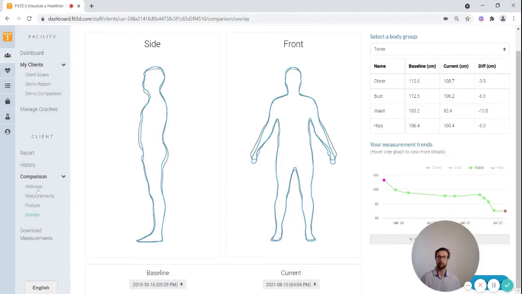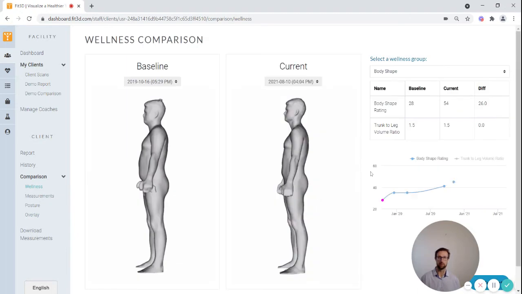The final number you'd want to track in terms of metrics for those wanting to lose weight or body fat would be body shape rating. So we also know that those with a lower body shape rating, particularly under 30, have a significant increased risk of multiple health problems, and those with a higher body shape rating, particularly over 55, 60, have significantly less risk.